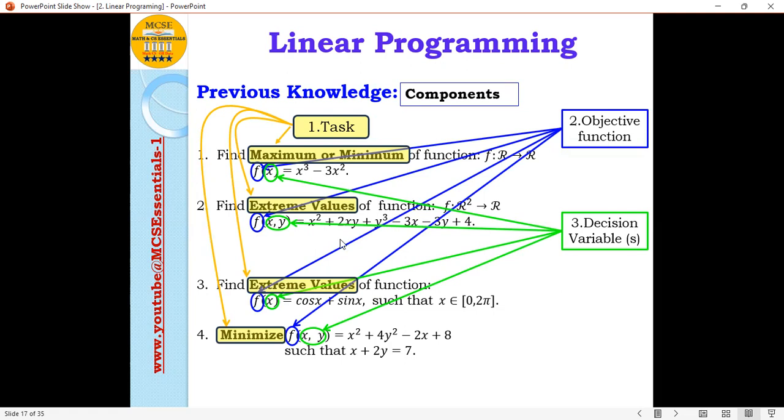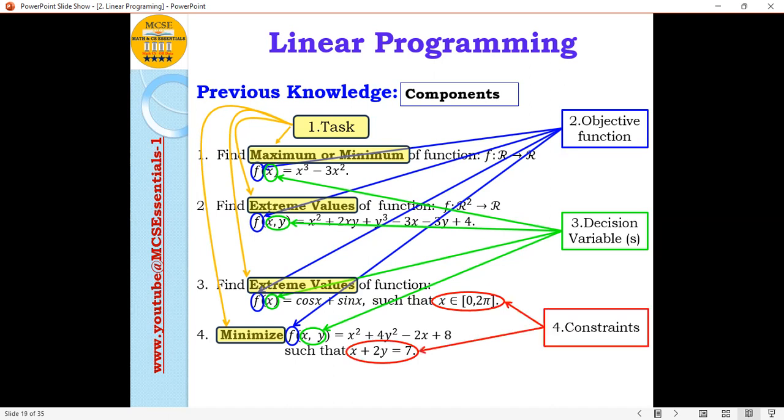Next part, which is not appearing in examples 1 and 2, we can see in examples 3 and 4: the additional condition which is to be satisfied by the values of the variable or the variables. In example 3, the additional condition is that x should lie in the range from 0 to 2 pi. In example 4, x and y must also satisfy the equation x plus 2y equal to 7. Such additional conditions to be satisfied by the solutions are called constraints.